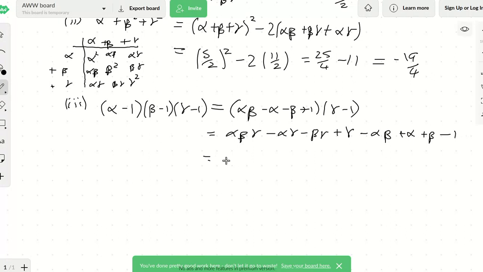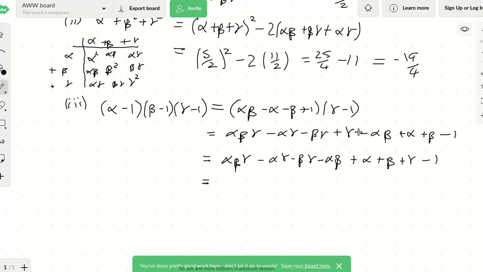So let's just put that in a slightly easier to read order. Alpha beta gamma minus alpha gamma minus beta gamma minus alpha beta. That's the sum of the product pairs made negative. And then plus alpha plus beta plus gamma. That's just the sum of the roots, minus 1.